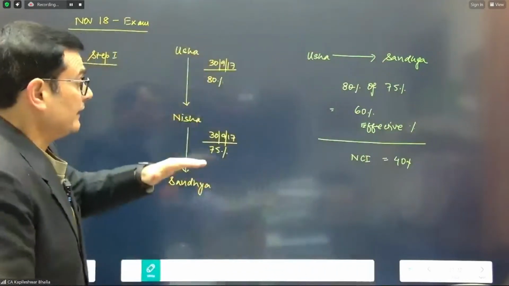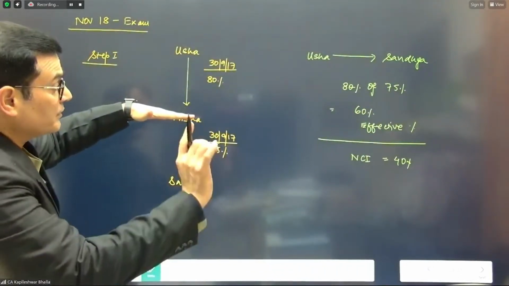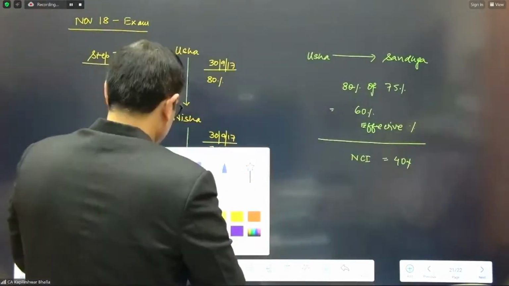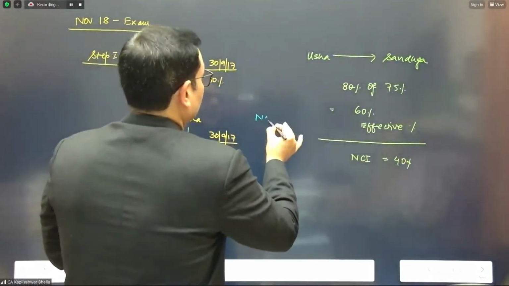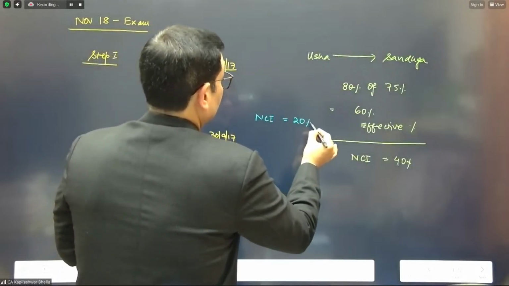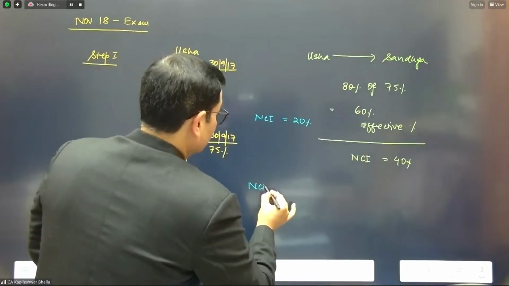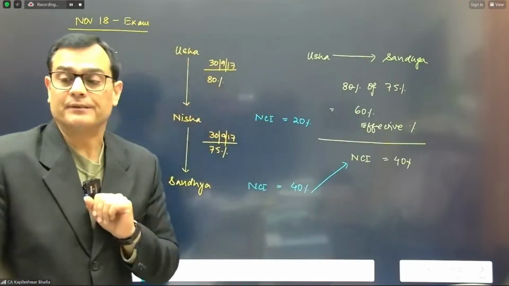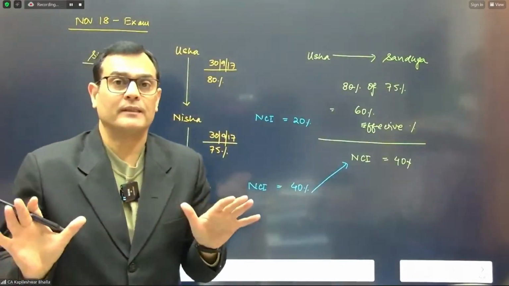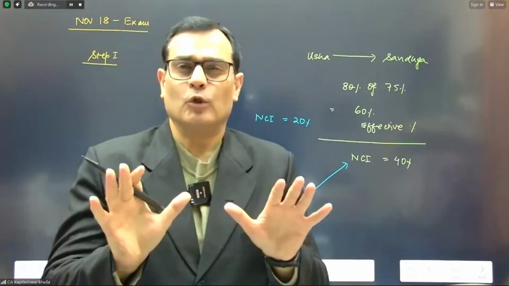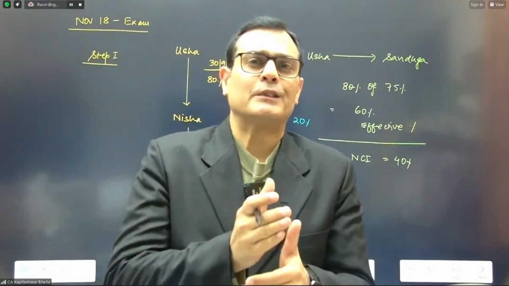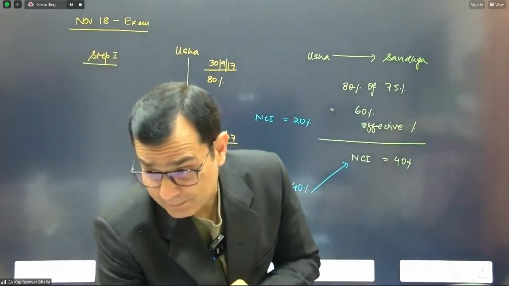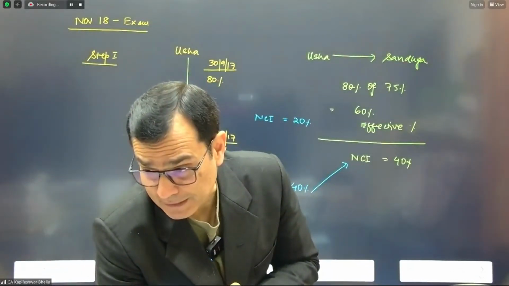So NCI in terms of Nisha is 20%. If I'm looking at the NCI in terms of Nisha, it is undoubtedly 20%. But if you look at the NCI in terms of Sandhya, it is supposed to be 40% based on the calculations done. I hope step number one is pretty clear. This is the only addition which you need to do in terms of chain holding. So far, so good. Now let's go to the next step, and that is the analysis of the equity.